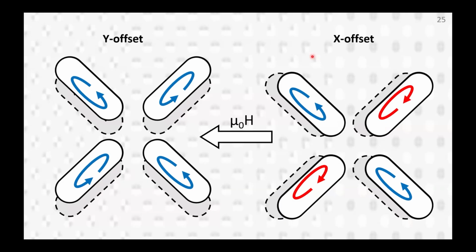So by creating this offset, the dipolar field from the magnet underneath generates an energy imbalance between the clockwise and the anti-clockwise vortex, which then gives us control over whether we have 50% to 100% of either the clockwise or anti-clockwise. So this offset gives us control of the vortex chirality available in the artificial spin ice.